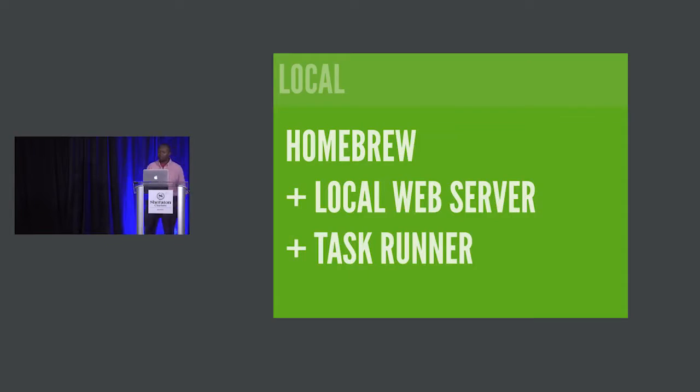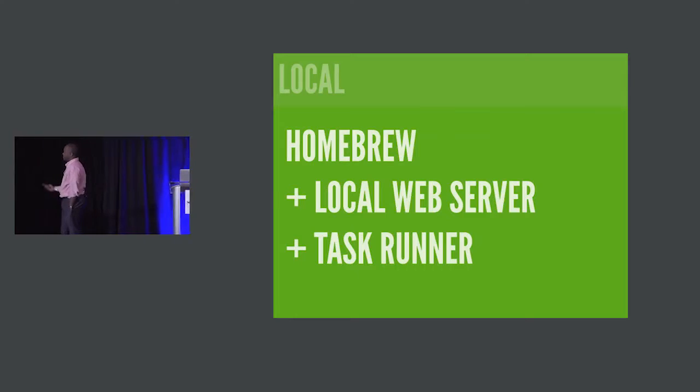So my favorite flavor ended up being a combination of a couple of things. First one is Homebrew. How many of you are familiar with Homebrew? Awesome. And then second, use a built-in web server, and use your favorite task runner. In this case, our favorite task runner is Grunt. Why? That's what we learned first. We haven't found a reason to switch over.